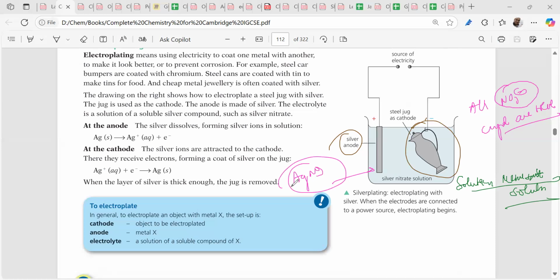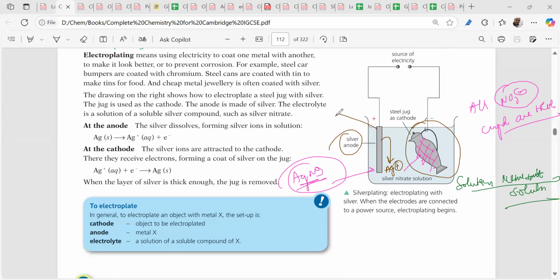And what's the reaction happening? The silver ions from the silver nitrate will be going and getting deposited on the jug, right? And what did I tell you? If you are taking a reactive electrode, nobody goes to the anode, right? Understood? Nobody is allowed to go to the anode. Instead, what happens? Silver metal from the electrode goes to the solution as silver ions, right? Instead, silver from the silver anode goes to the solution as silver ions. So with time, what happens? This anode will be getting thinner and thinner and thinner. Understood?